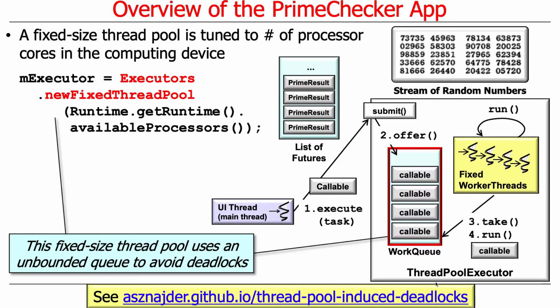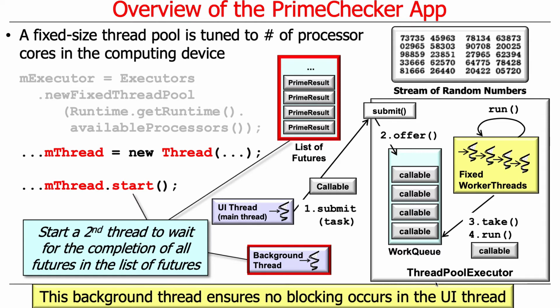Because we're using new fixed thread pool, under the hood in the Executors utility class, that uses the unbounded linked blocking queue. And the purpose of this is to avoid deadlock. We don't actually have a deadlock situation here, but in other scenarios, which we'll talk about later, we might. So we have to be careful.